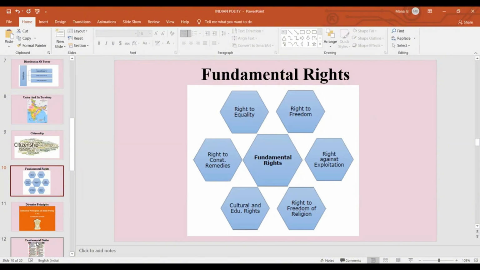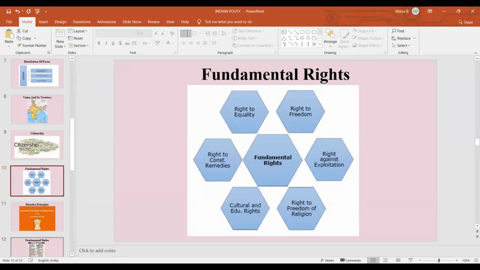In case of a violation, you can directly approach the Supreme Court. They are protected by the constitution itself. Constitution खुद बोलता है, right to constitutional remedies. मतलब अगर इनमें से कोई भी fundamental right violate होगा, आप कोर्ट के पास जा सकते हैं. You can approach the court. Who can violate it? Maybe legislature wants to violate it. Maybe executive wants to violate it. Any which way, you have a protection there.